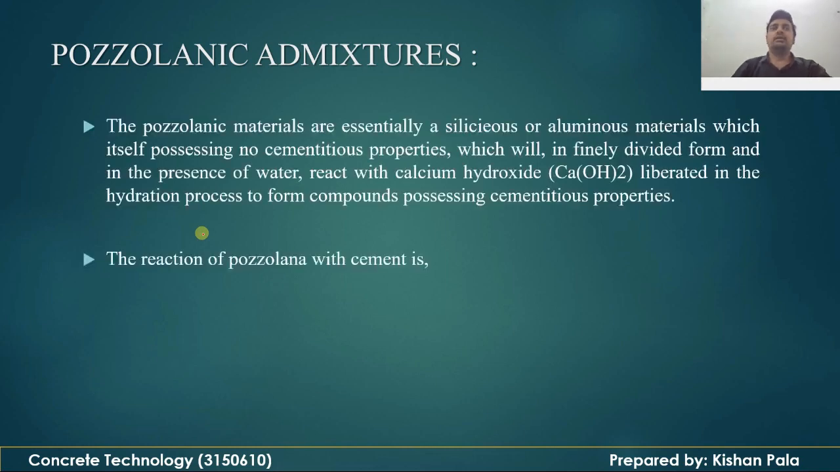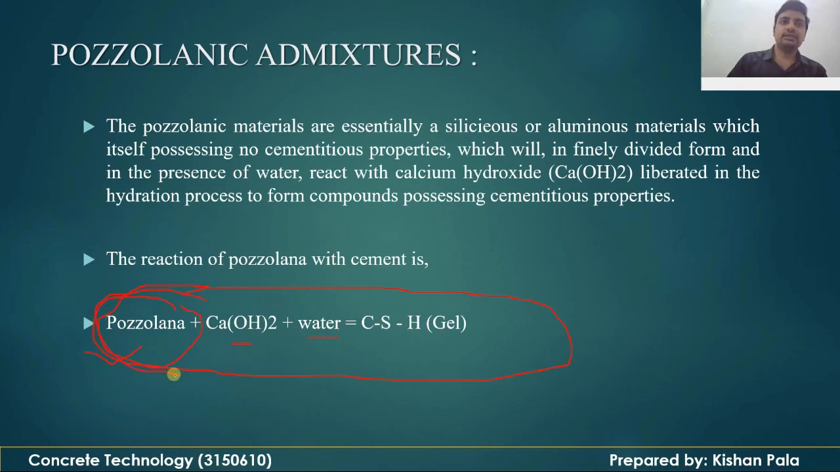Pozzolanic admixtures. The pozzolana generally possesses siliceous and aluminous properties, and by itself has no cementitious property, but in finely divided form and in the presence of water it reacts with the calcium hydroxide liberated in the hydration process and forms CSH gel, and with this process we get the pozzolanic admixtures.